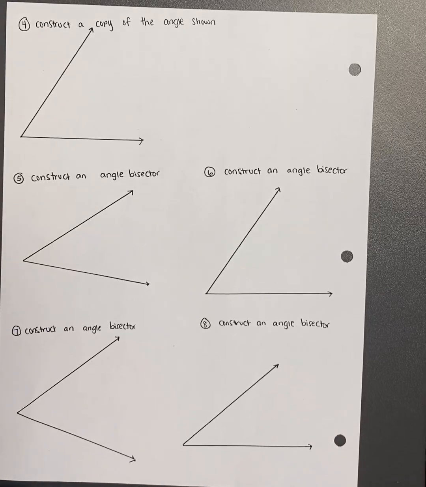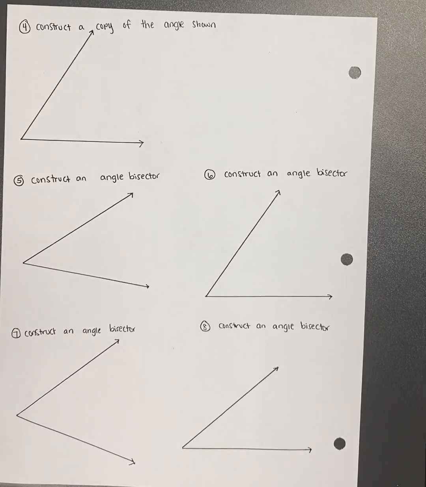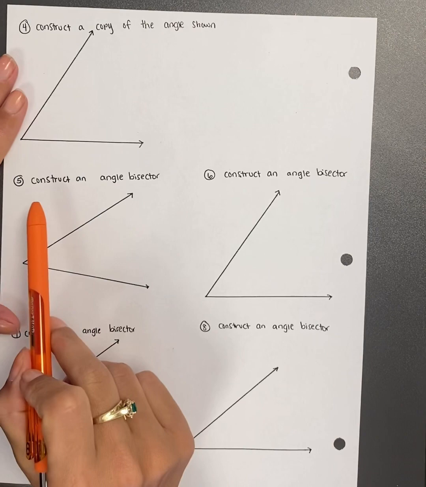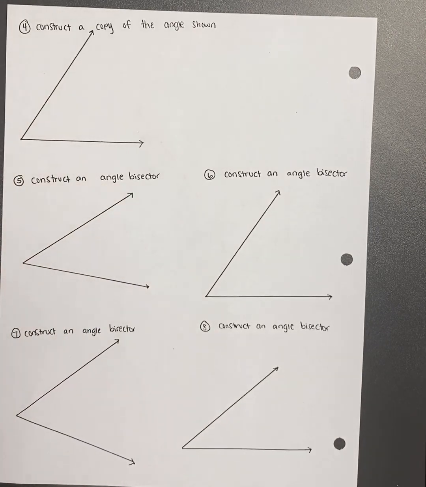To construct an angle bisector. So the next one is an angle bisector. Hopefully you did your copy in angles. The next one is an angle bisector. If you think about angle bisectors, we learned about them in quarter one. It's an angle and we're cutting it in half right down the middle, okay?